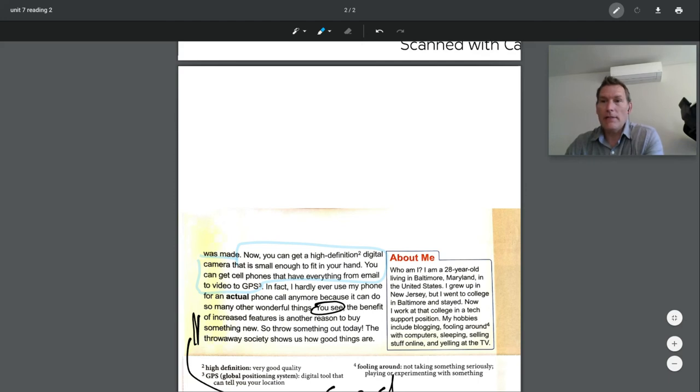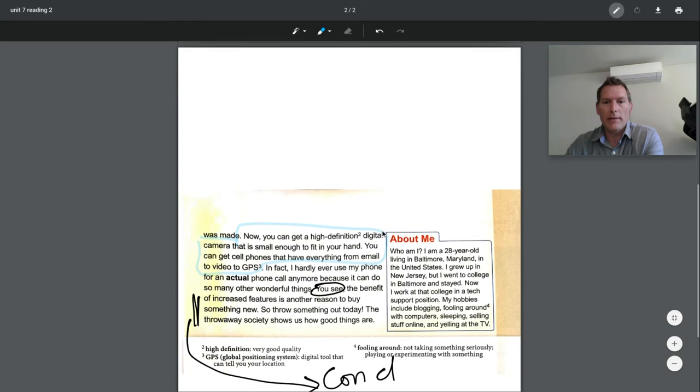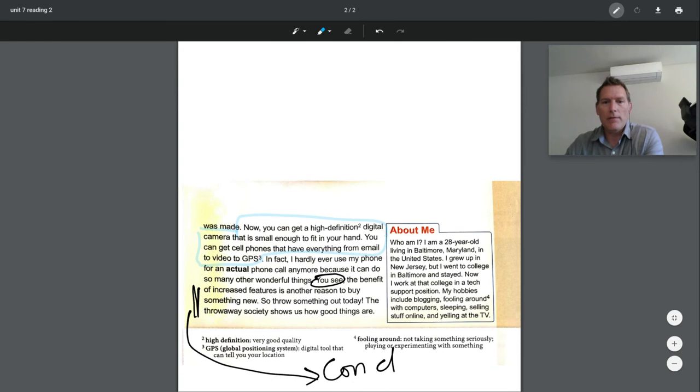And so now we have our details for each body paragraph, body point. And then you see the benefit. This is the move on. Throw something out today. The throwaway society shows us how good things are. So he's saying it's a good thing, and the move on is go out and throw things away and go buy something new, which we might not agree with, but that's clearly his opinion.